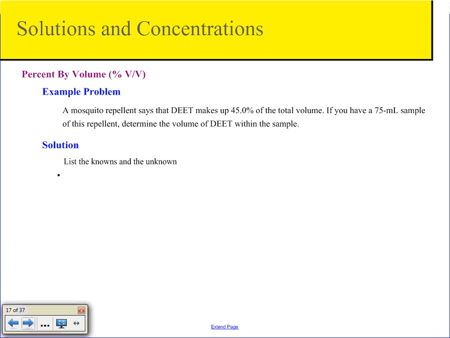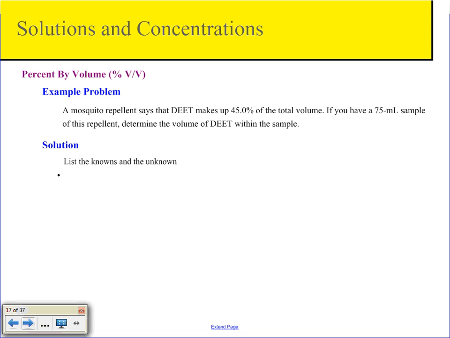So let's look at a different example problem here. It says a mosquito repellent says the DEET makes up 45% of the total volume. If you have a 75 milliliter sample of this repellent, determine the volume of DEET within this sample. First, I'm going to list the knowns and unknowns.